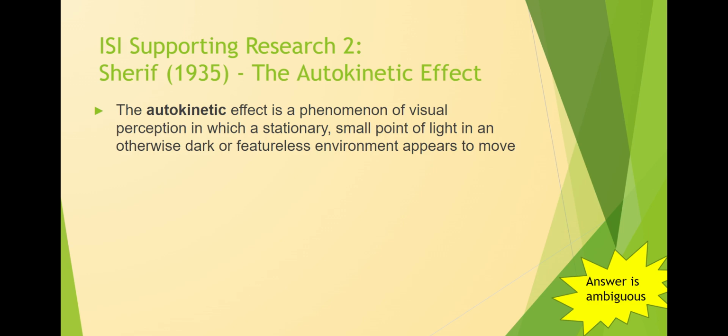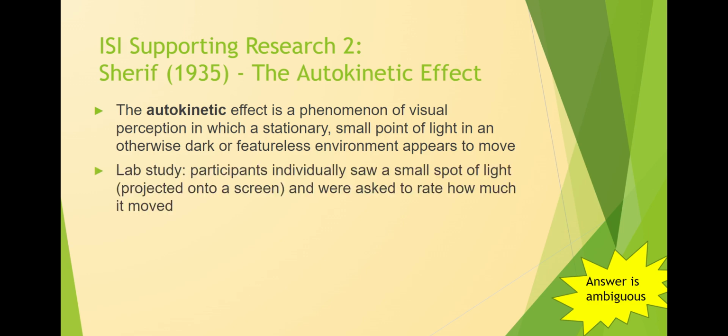Essentially, it's that our eyes struggle to focus on such a small point in our visual field that the muscles which control our eyes start to shake, so it looks like the light's moving backwards and forwards. This was conducted in a lab study. So participants went into a small room and they saw a small spot of light projected onto a screen, and they were asked to rate how much the dot was moving. Obviously the dot was still, but it looked like it was moving because their eyes were becoming fatigued and shaking, and so it looked like the light was moving around.